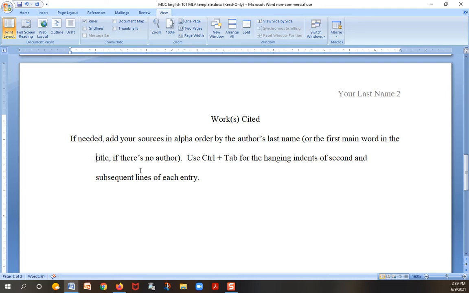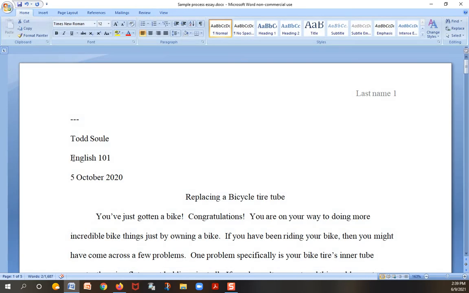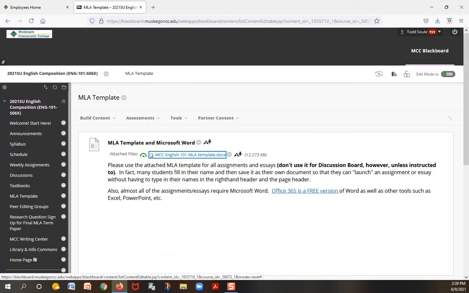You'll be adding all sorts of information and sources alphabetically by the author's last name, or the first main word in the title if you don't have an author. And it's important that as you organize it, you keep those hanging indents there. Without it, it's hard to see where one source stops and the next one begins.